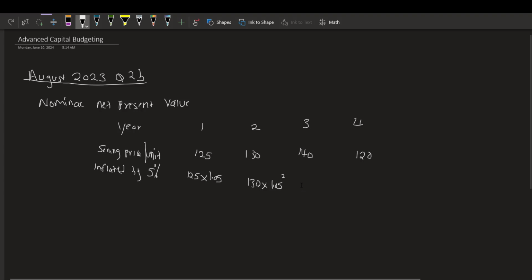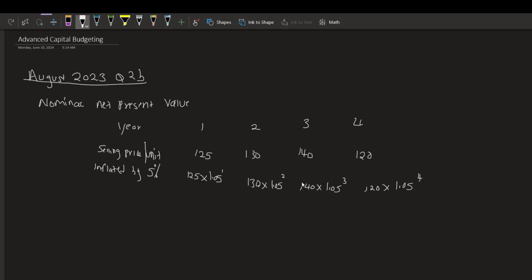Next, we have 140 times 1.05 power 3, and then we have 120 times 1.05 power 4, since they're in current price terms for each year.